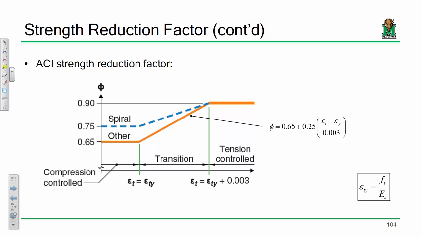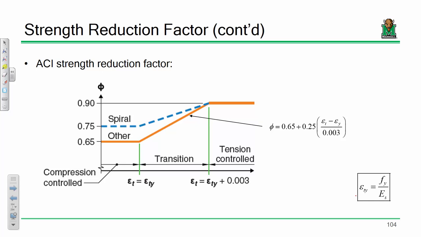This transition region is just this straight line equation here. All this is just the equation of a line. You know, y equals mx plus b, that's your intercept, and that's your slope, and so on and so forth. So that's all that is.